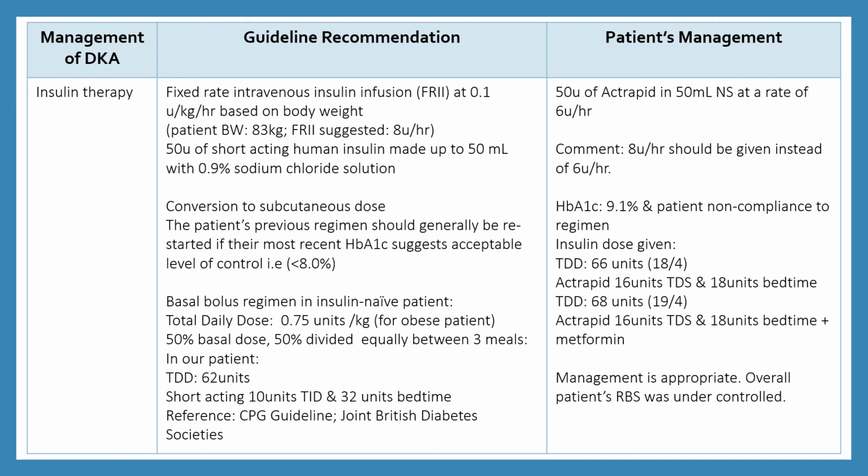So we tried to calculate the basal bolus regimen, and we obtained a total daily dose of 62 units. And it is quite close to the total daily dose given to the patient in the ward, which is 66 and 68 units. And we think that the management is appropriate since overall our patient's RBS was under control, and our patient has been diagnosed with diabetes since 2007 and has been using insulin for quite a long years. So insulin resistance might happen in our patient.